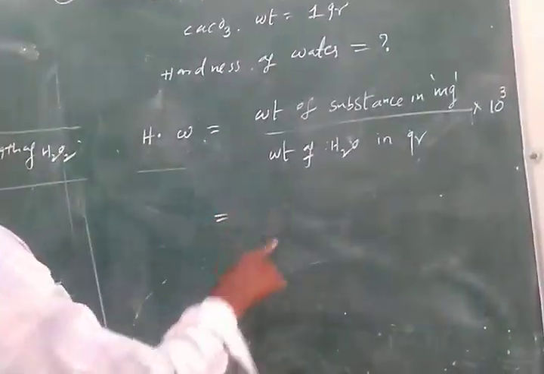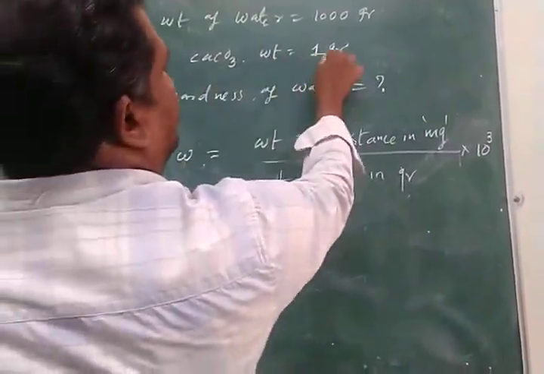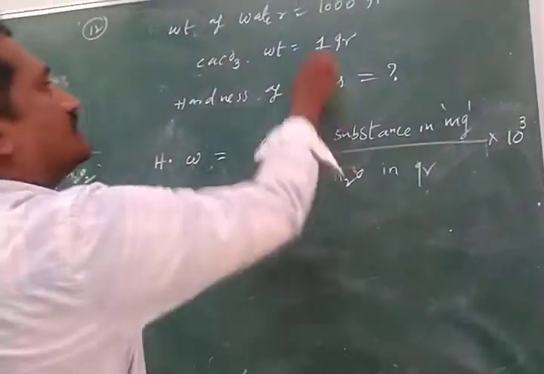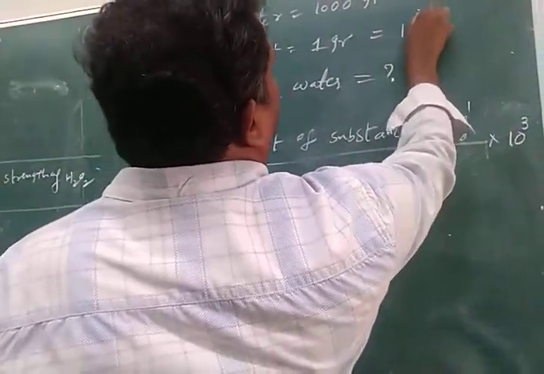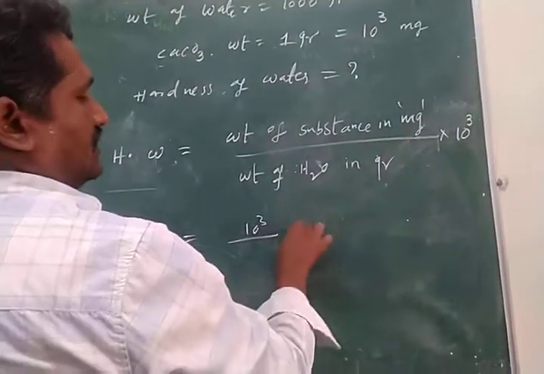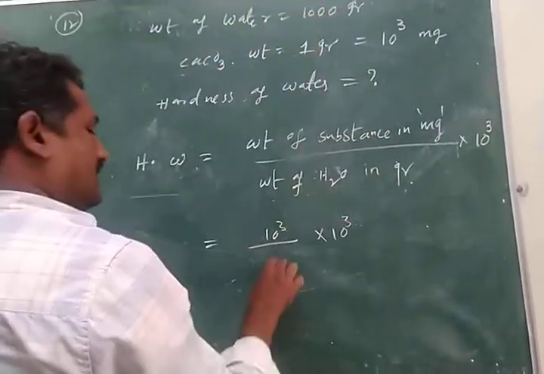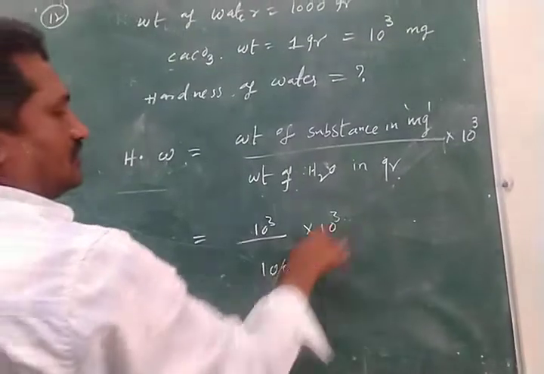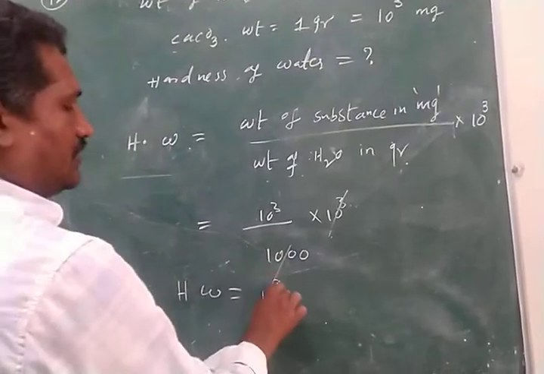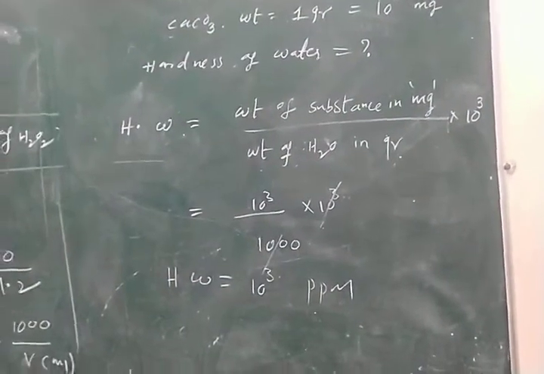The weight of substance is the calcium carbonate present in water, and that is the hardness. 1 gram equals how many milligrams? 10 power 3 milligrams, into 10 power 3 in the formula, divided by the weight of water in grams. The water weight given is 1000 grams, so we cancel the 1000. Then hardness of water equals 1000 ppm, parts per million.